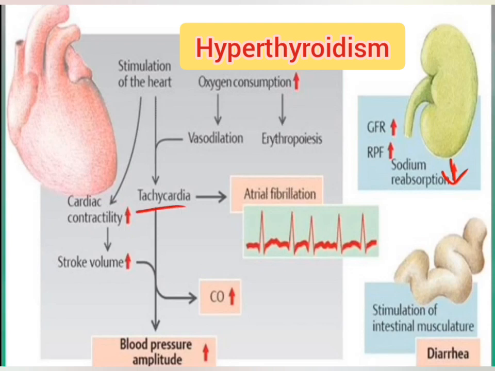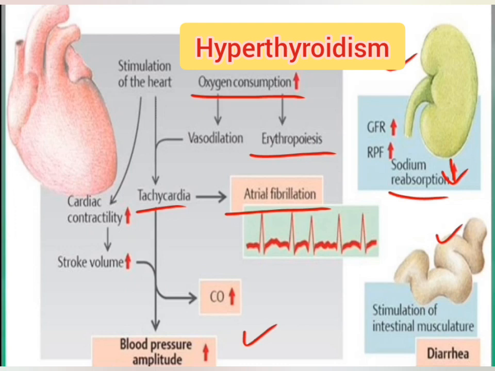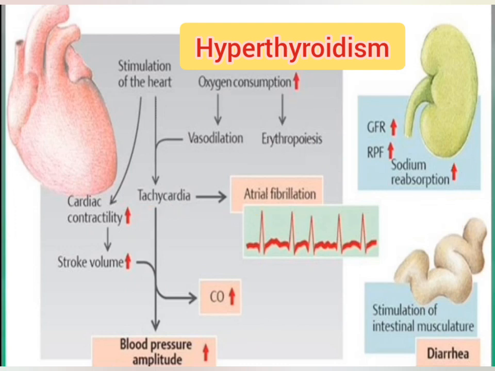And due to this tachycardia, atrial fibrillation and other cardiac arrhythmias are produced. Due to increased oxygen consumption, erythropoiesis is going to increase so that more blood cells can compensate the deficiency of oxygen. And because the blood pressure is increased, more blood flows towards the kidney, increasing the glomerular filtration rate, which is going to decrease the sodium reabsorption and decrease production in the urine. And in the intestine, it causes direct stimulation of the intestinal musculature, causing diarrhea.